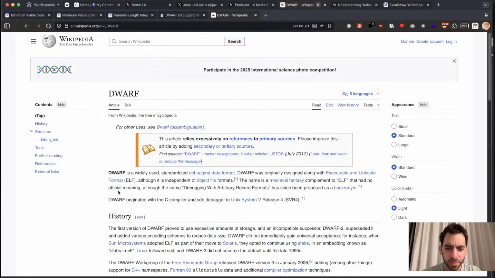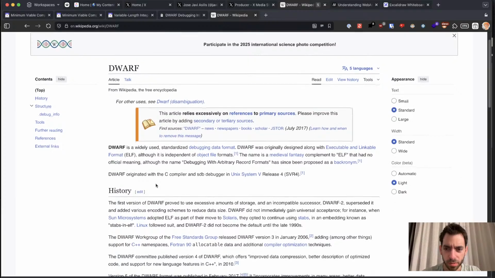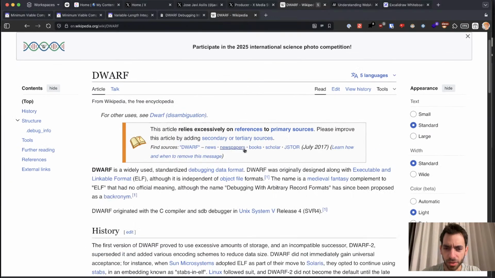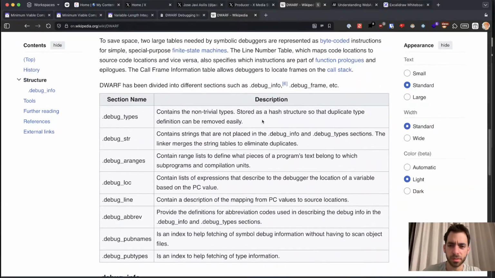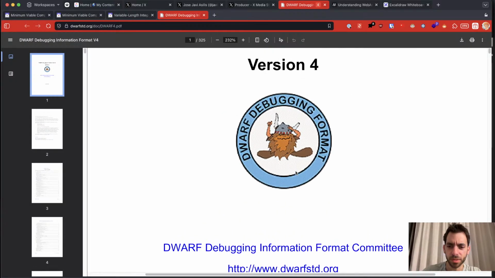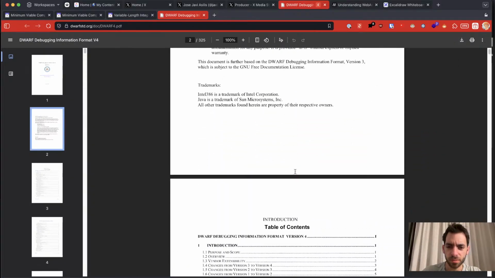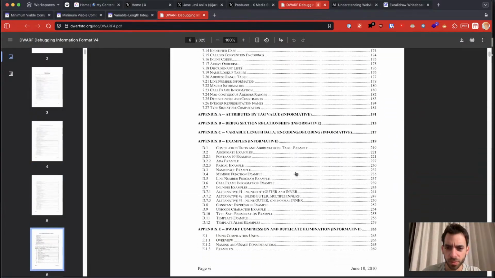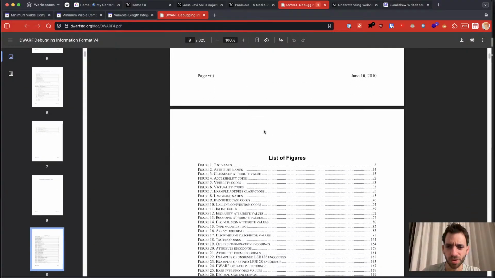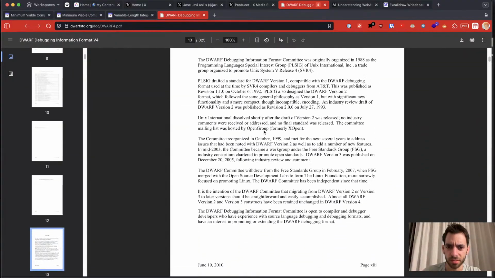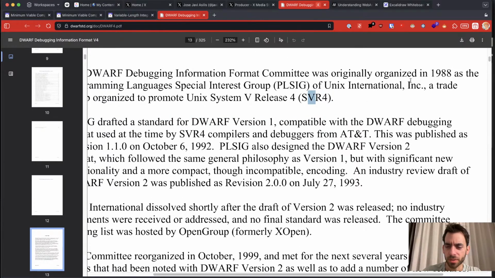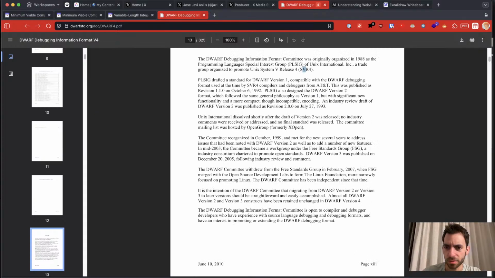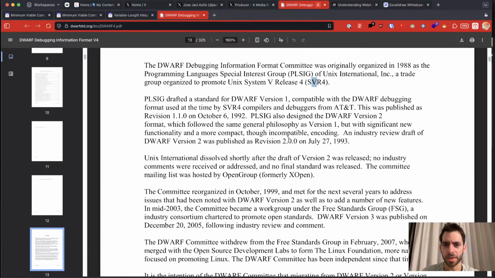It's a widely used standardized debugging data format. It was originally designed along with the ELF executable and linkable format, although it is independent of object file formats. Interesting. Okay, I still have no idea what that means. Purpose and scope. This is very long. Holy shit, 325 pages. The DWARF Debugging Information Format Committee was originally organized in 1988 as the Programming Language Special Interest Group of Unix International.